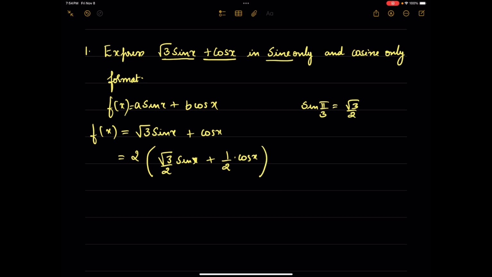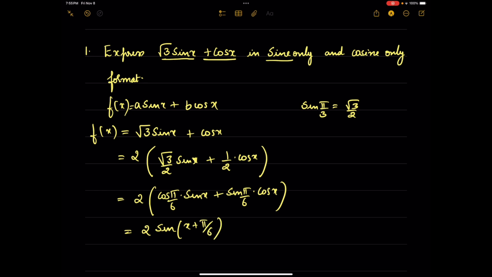So this can be changed to 2 times, now square root of 3 by 2 can be written as cos pi by 6, and this will be sin x, and 1 by 2 can be written as sin pi by 6 multiplied by cos x. So this is nothing but 2 times sine of x plus pi by 6. So the first requirement is fulfilled now. We have changed the expression to sine only format.